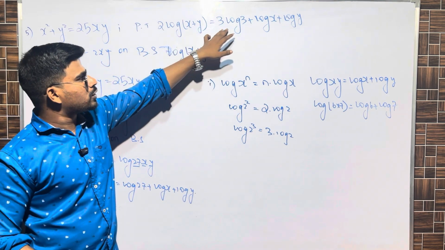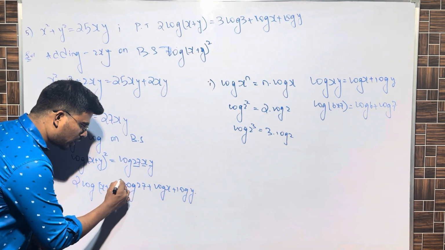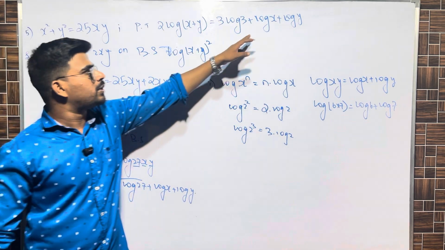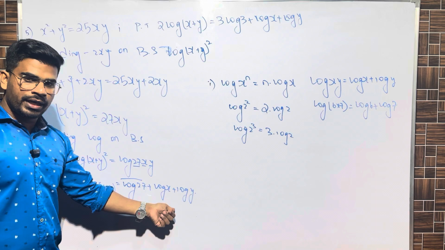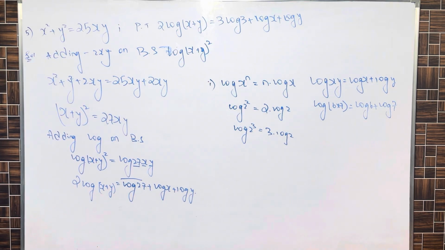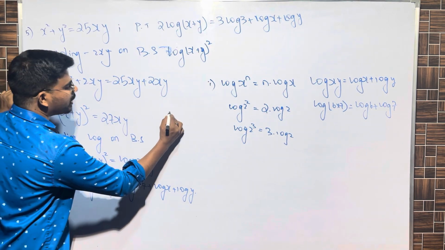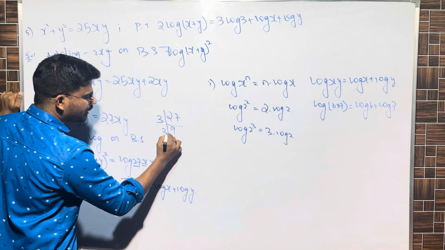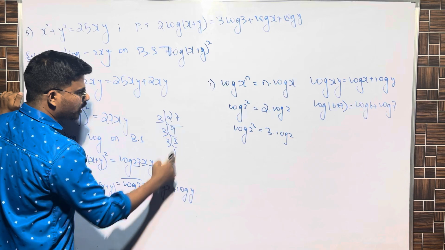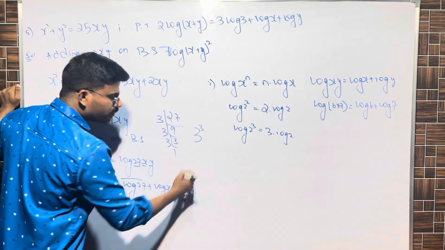2 log of x plus y is equal to 3 log 3 plus log x plus log y. We just have to convert this into 3 log 3. Log x which was required is already here. Log y which was required is already here. So all we have to do is convert log 27. So now prime factors of 27. It goes in 3, 9s, 3, 3s, 3, 1. So 27 I can write as 3 cube.